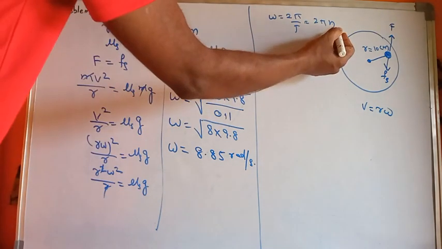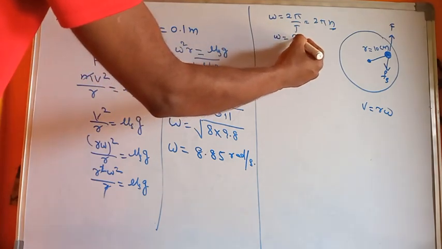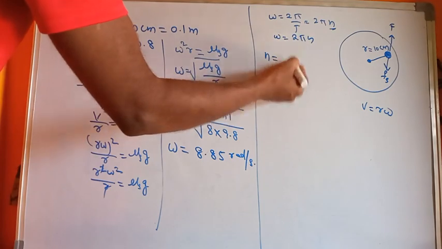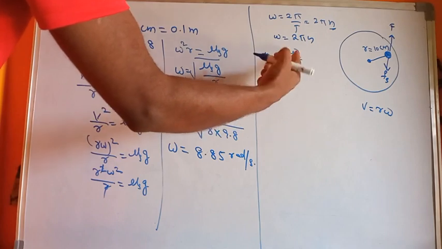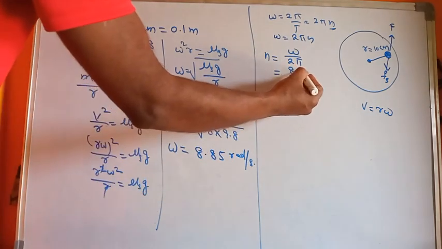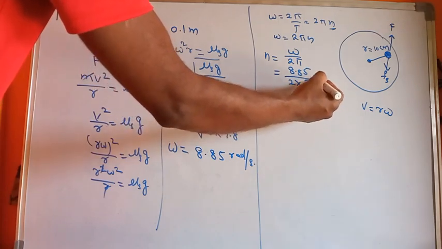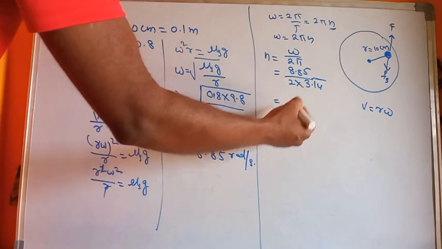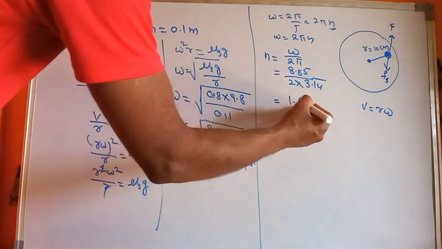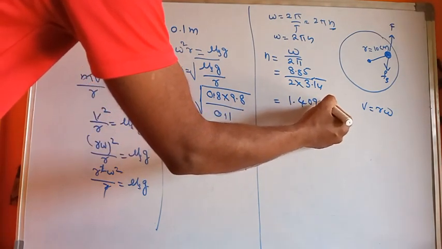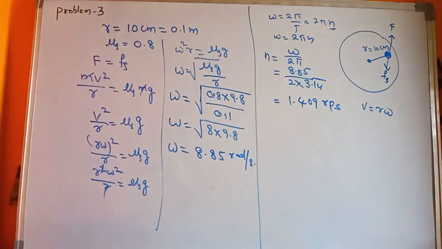Now we want to find that frequency. From the equation omega is equal to 2 pi n, n is equal to omega by 2 pi. So that is 8.85 by 2 into pi, meaning 3.14. After solving that, we got 1.409 revolutions per second. Here n means frequency.